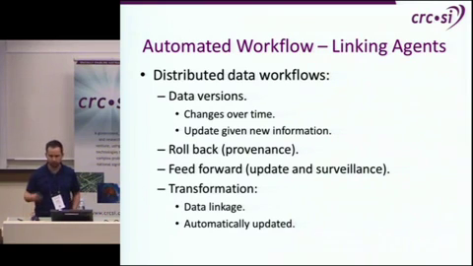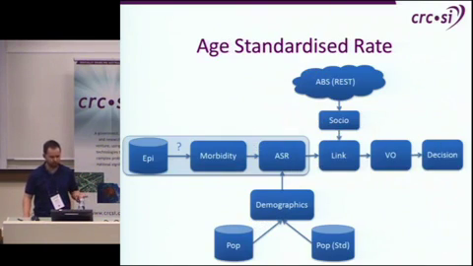So distributed data workflows. Basically, this work represents an automated workflow for health through linking of agents. This raises a number of issues. Because it's a distributed data workflow, you have data versioning, and you need rollback because it can be used for policy, feed forward, and it can be used for update and surveillance. Because it's an automated workflow, if the data changes back in the chain, it can be fed forward, and also a transformation generates a new linkage, a new data set.